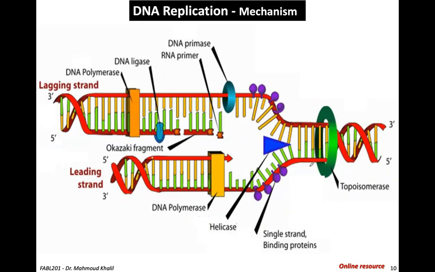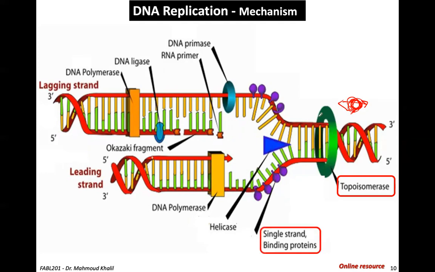Okay. Again here, you can see this is another sketch for the leading strand and lagging strands. You can see that there is a topoisomerase enzyme which always exists at the replication fork to avoid any torsional stress that occurs here. Because any torsional stress that occurs here will interfere with the direction of the replication fork.